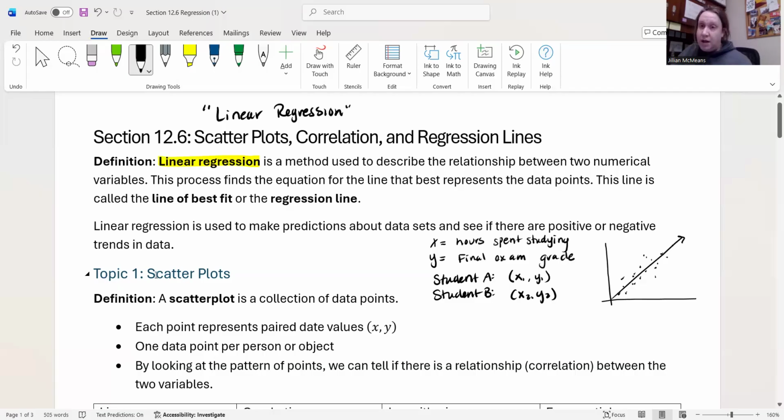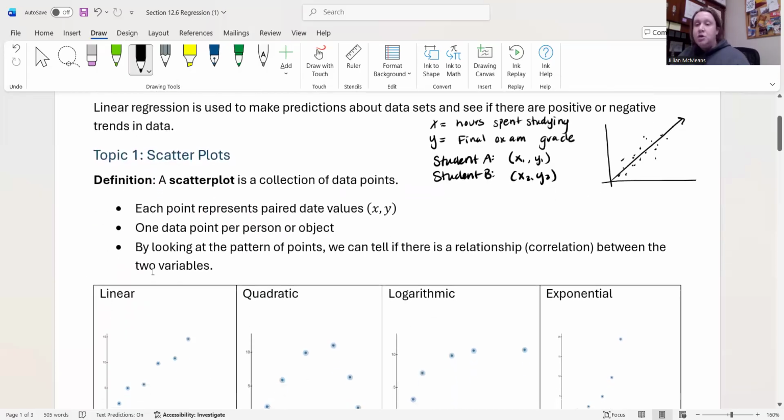Now, topic one is just going to look at scatter plots. I've explained scatter plots to you a little bit, because this right here is a scatter plot. A scatter plot is just a collection of data points that we would plot on the Cartesian plane. So we would have some kind of XY axis situation and we would plot some data points. Each point represents paired data values. Those paired data values would come in the form of an ordered pair (X, Y), and there's going to be one data point per person or object.